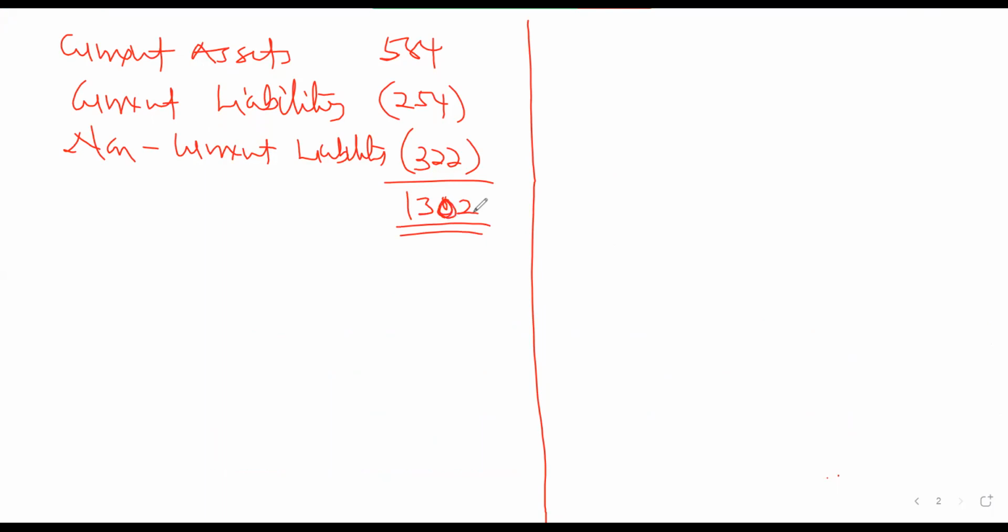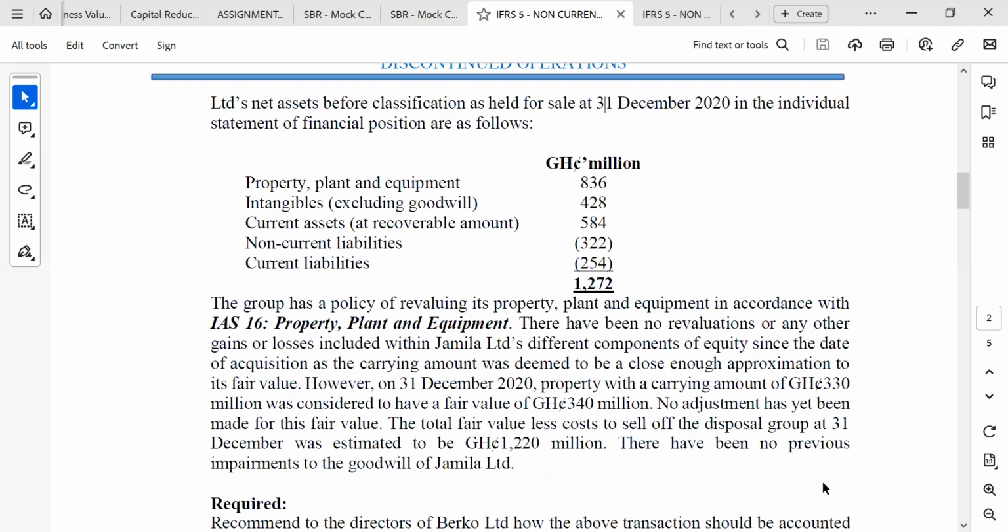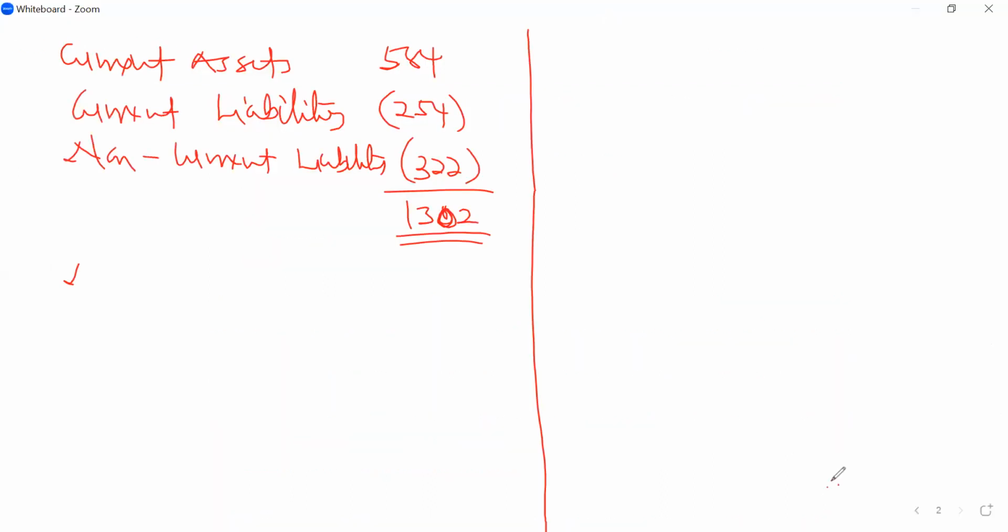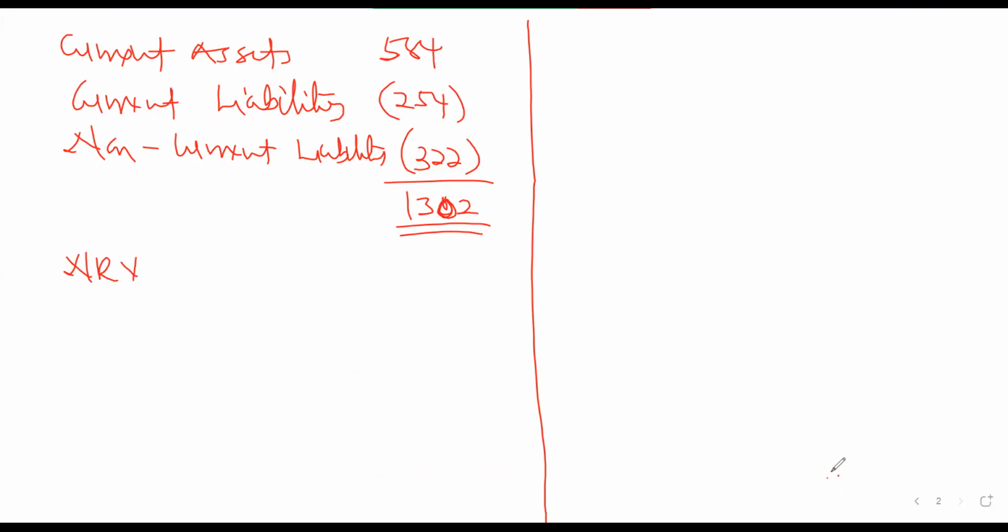So what is the next valuable value given to us? 1220. So the net realizable value is 1220. So there will be an impairment of how much? There will be an impairment of 1302 less 1220, which is 82. Okay. So this 82 is the impairment.